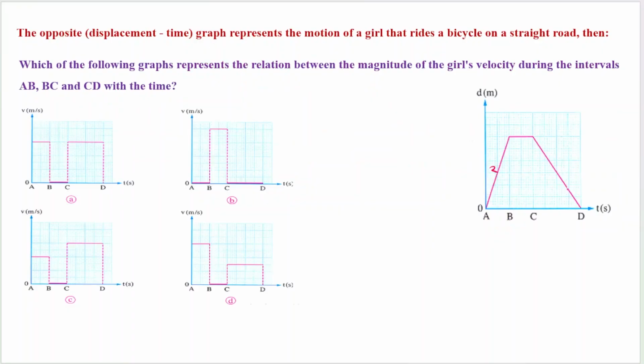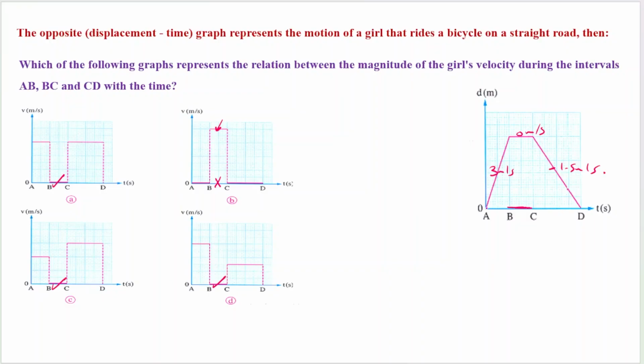So here it was 3 meters per second. Here it was 0 meters per second. Here it was negative 1.5 meters per second. So the velocity from B to C should be 0. So this is correct. This is wrong, because can you see? This is correct, and this is correct.